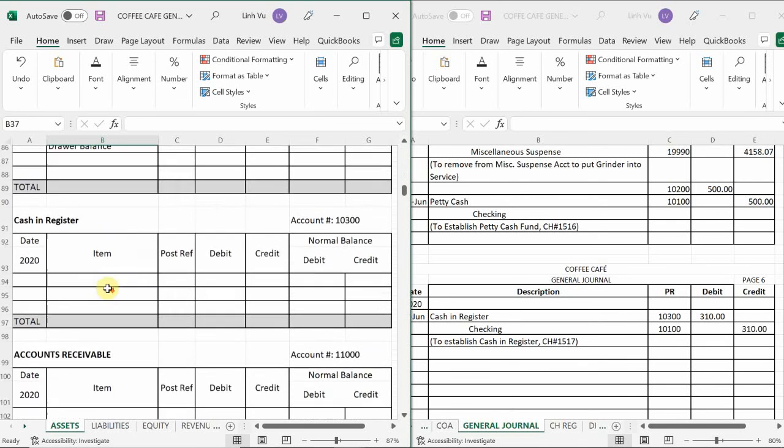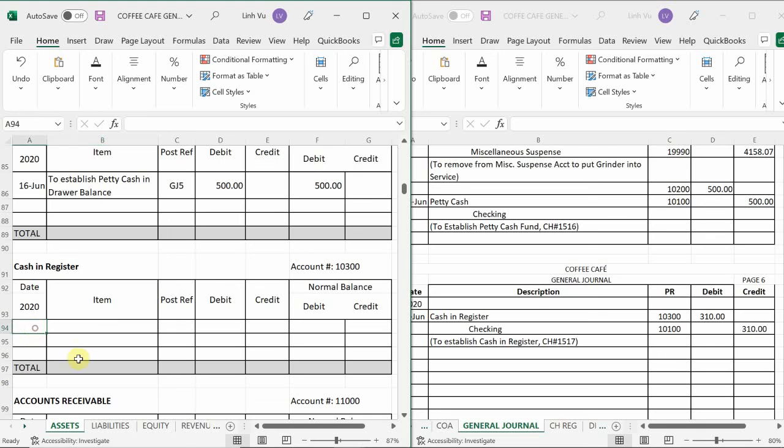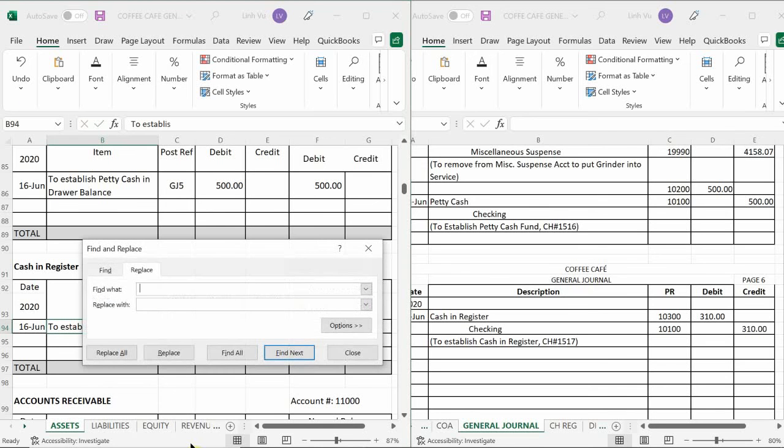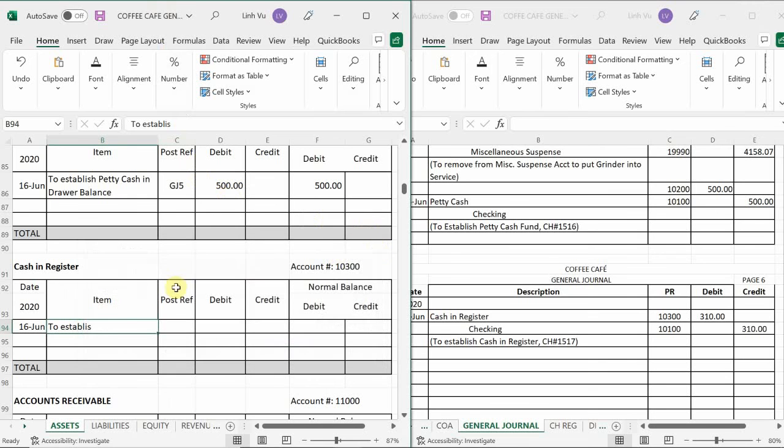Okay. There it is. And to establish cash in register. And I would put the check number on it too, here, just because I didn't do that on the petty cash when I thought about it after we left.